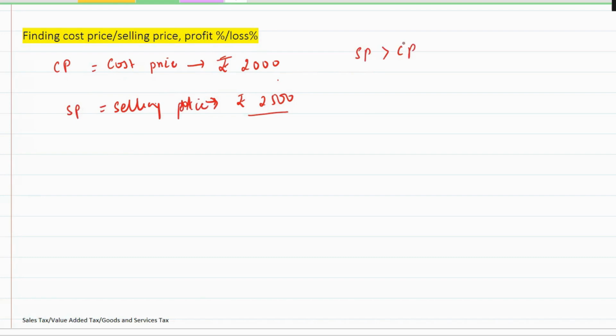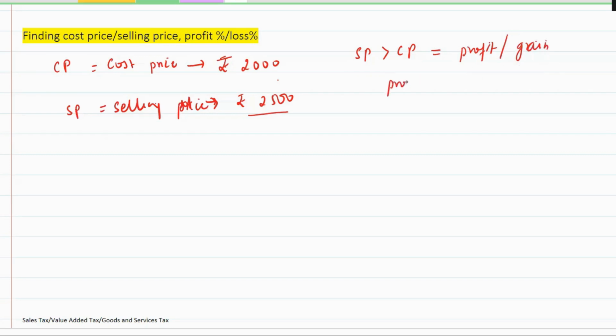Whenever SP is greater than CP, suppose some person is buying it for less and selling it for more, it means there is a profit. He's making extra money for the same object. Here 2500 is the selling price and the cost price is 2000, so selling price is more. Whenever selling price is more than cost price, there is profit. Another term for the same thing is gain, profit or gain.